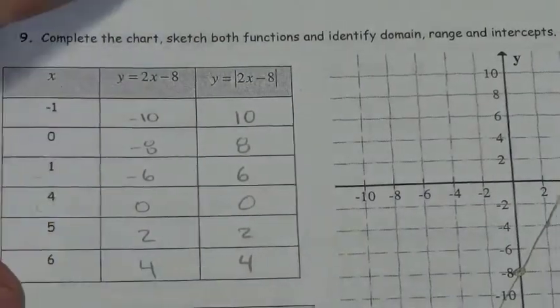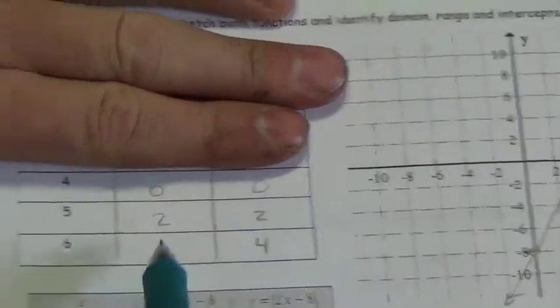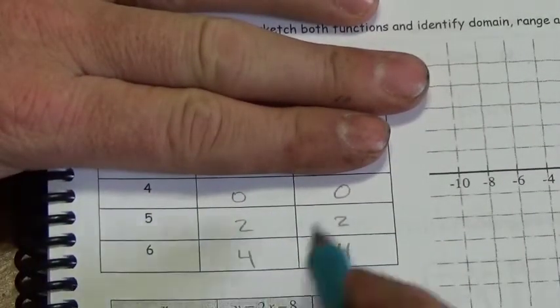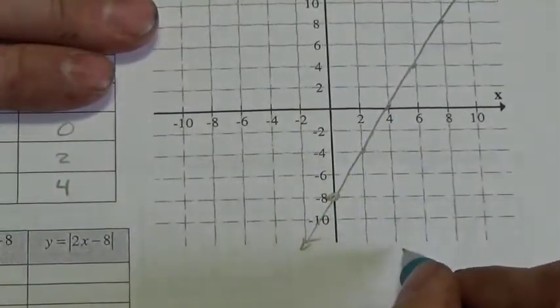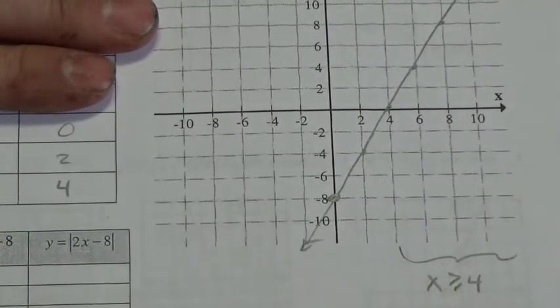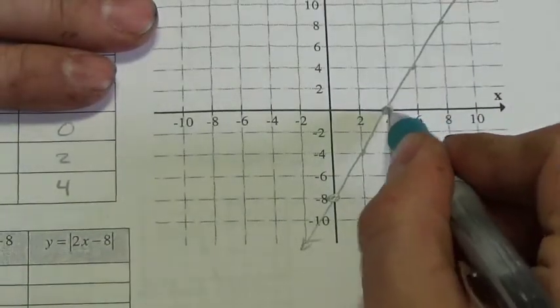Now, the fallout of that is, notice down here for these guys, when x is 4 and larger, it's exactly the same. So what's going to happen here is at 4 and larger, when x is greater than or equal to 4, and notice that 4 is that x-intercept.